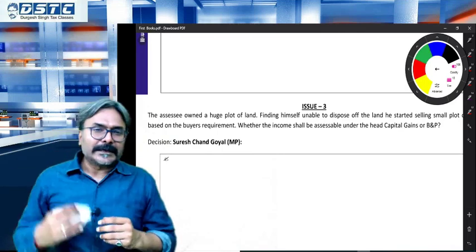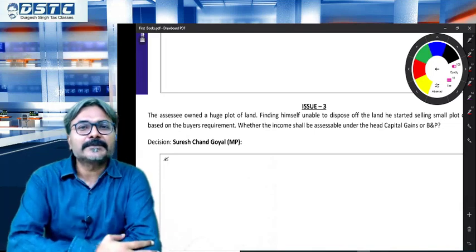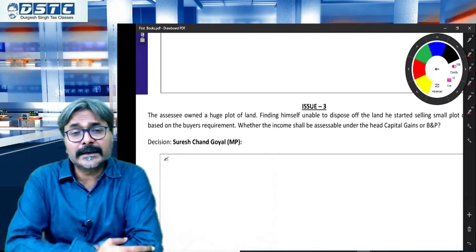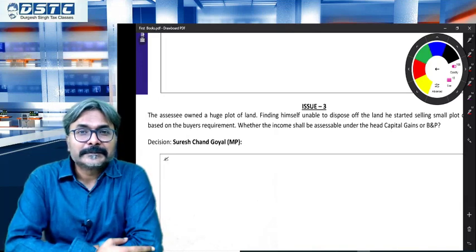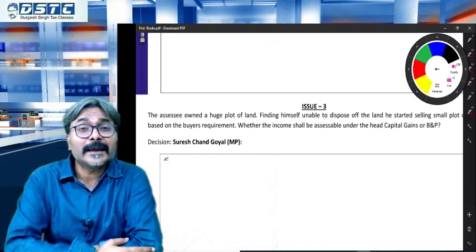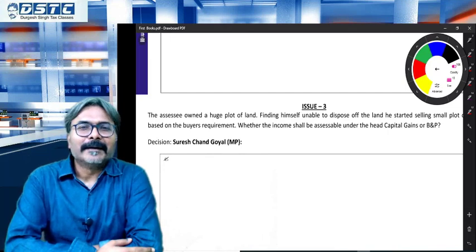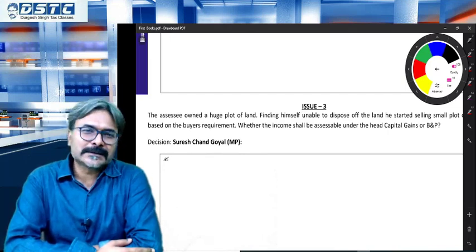So what's your take on this one? Why has the assessing officer made this classification under the head PGBP? What's your answer? Quickly. What is the reason? Anyone, can they tell me? What is the answer? Think about it. I can sense what the possible answer would be.